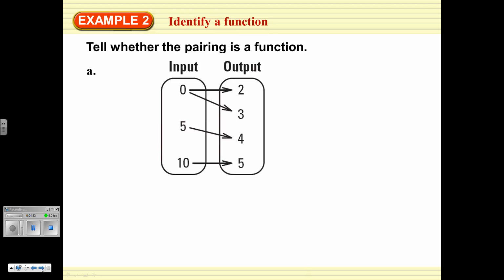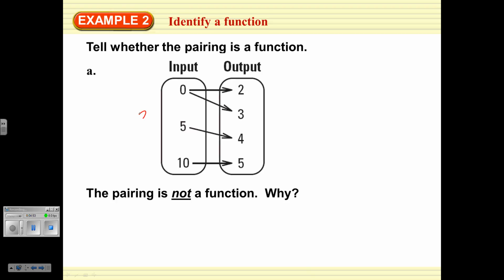Okay? All right. Example 2. Identify a function. This is where we're going to determine if it is a function, if we have those repeated values. So tell whether the pairing is a function. Okay? Here we go. For letter A, here is our input, 0, 5, 10. And here is our output. Okay, there's a couple of ways we can identify that this pairing is not a function. A couple of things that are key.